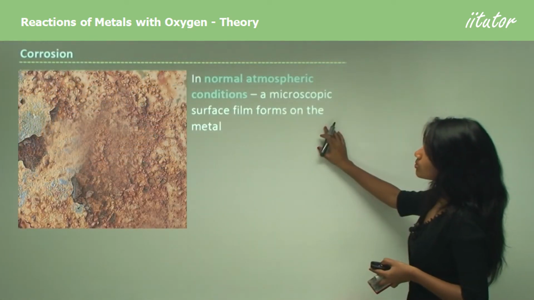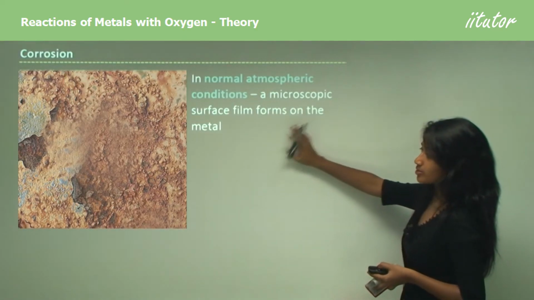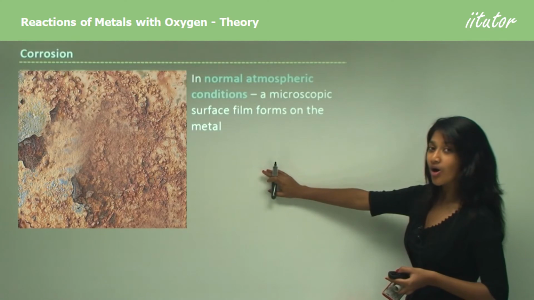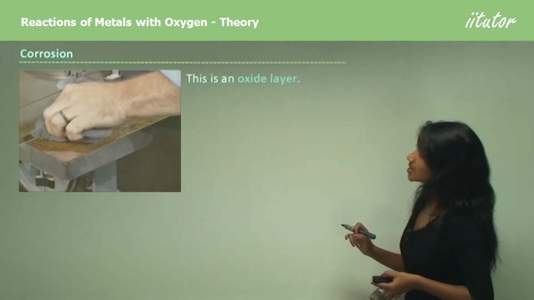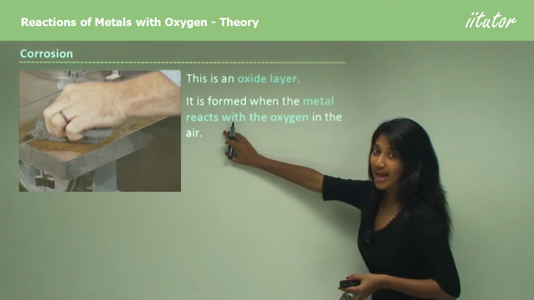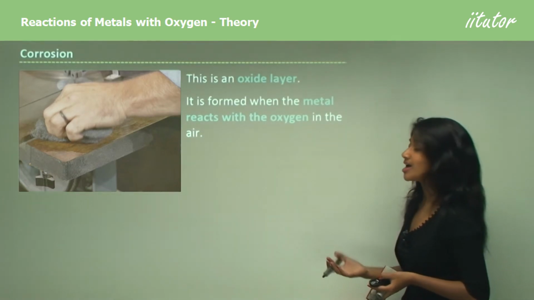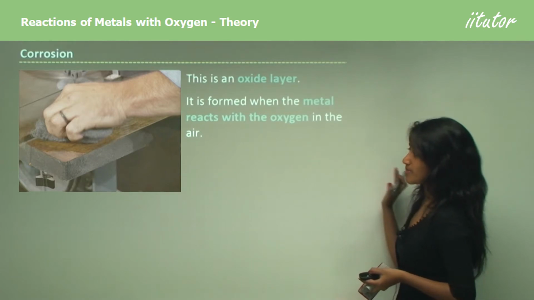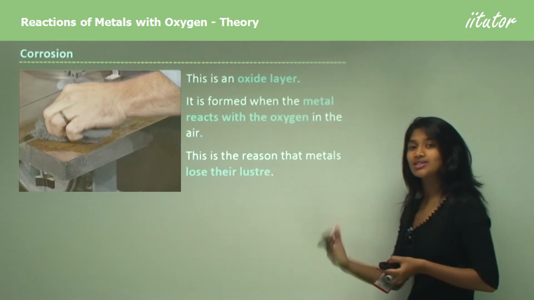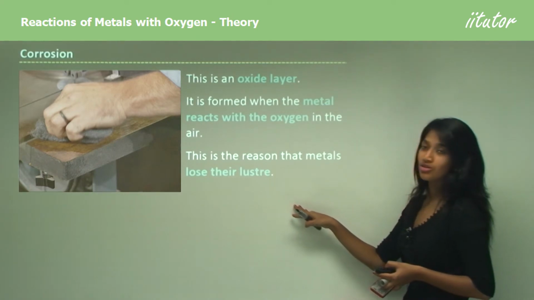In normal atmospheric conditions, a microscopic surface film forms on metals. As you can see in the image, there's a very tiny microscopic oxide layer forming on metals. This oxide layer is formed when the metal reacts with the oxygen in the air. So when metal reacts with oxygen, it forms metal oxide, an oxide layer on the metal. This is a reason that metals lose their luster, because usually the oxide layer is less lustrous.